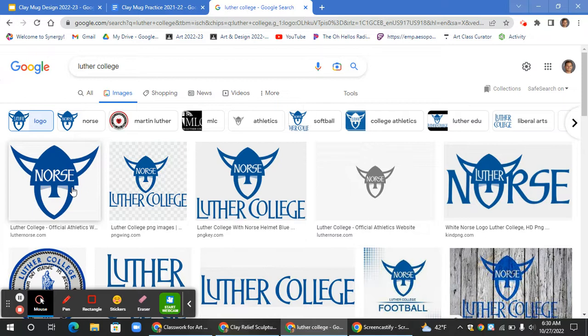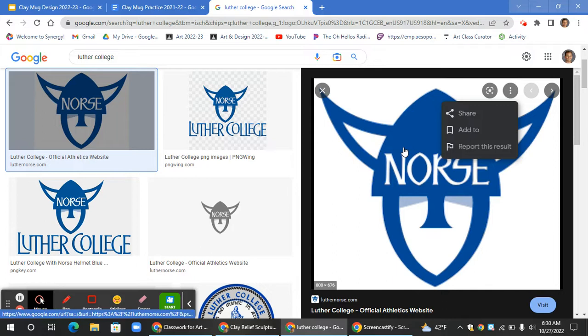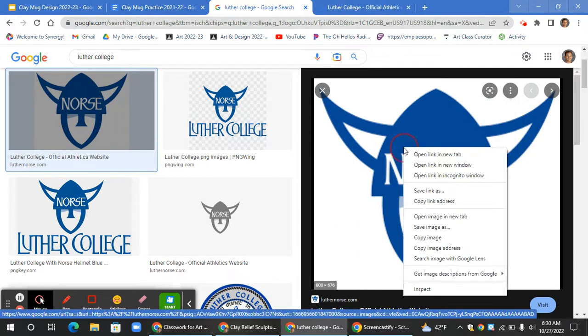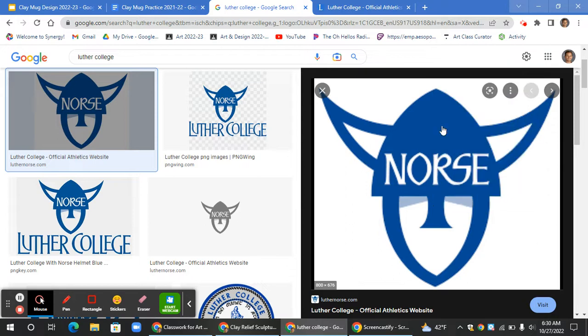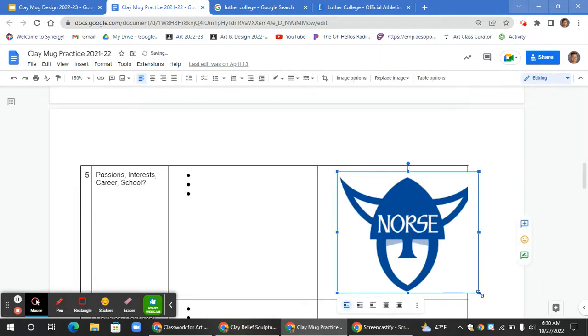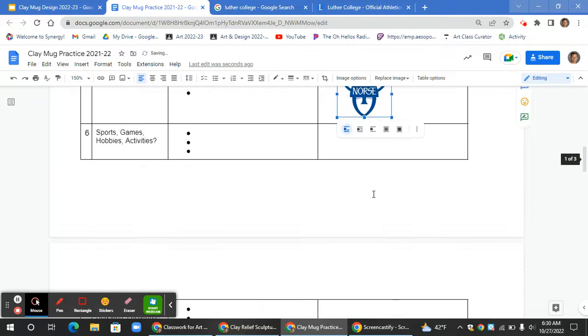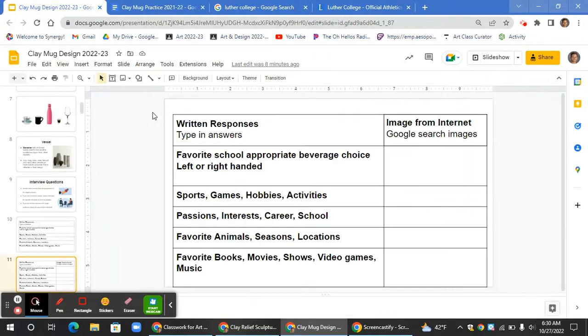Okay. Then you can right click or hold control, come up to here, and we can copy the image, and we can paste it into here. Okay. And now that's in there, and that can be referenced later on in the activity.